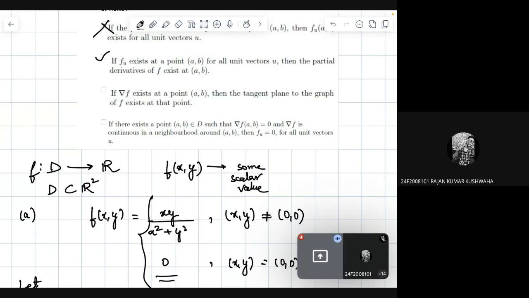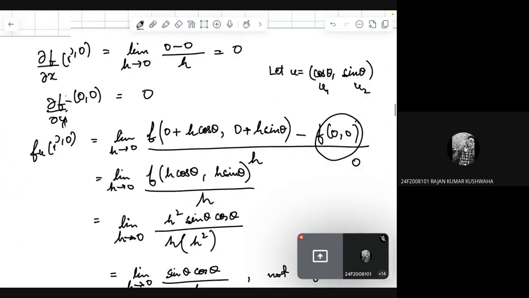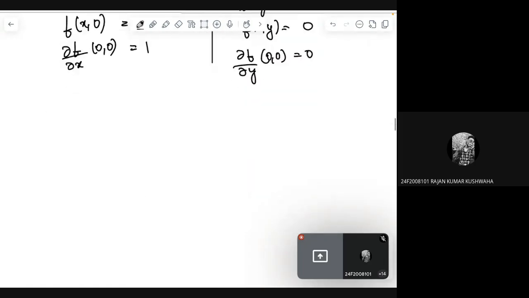So we have to check if the tangent plane exists or not, given that the gradient of f exists at that point. So option C.